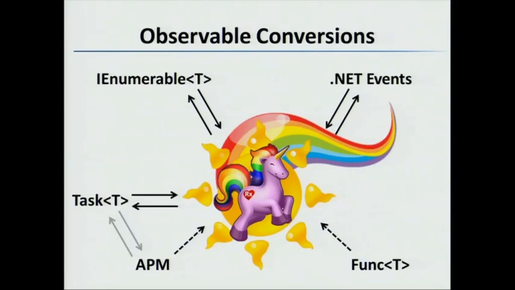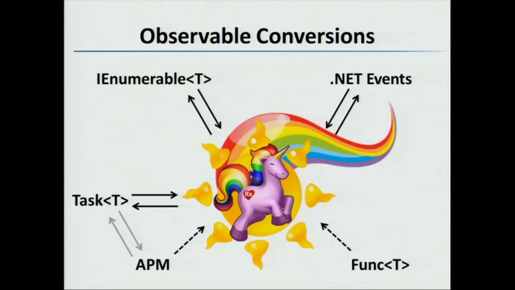It is the happy nirvana where everything is great. In the last episode, we showed how observables are better than .NET events. But there's already a whole bunch of existing code that uses .NET events, and a whole bunch of existing code that uses enumerables, and a lot of code that uses just functions and tasks and the asynchronous programming model. But all of these things need to communicate together. And what we want to do is bring them into a common world.